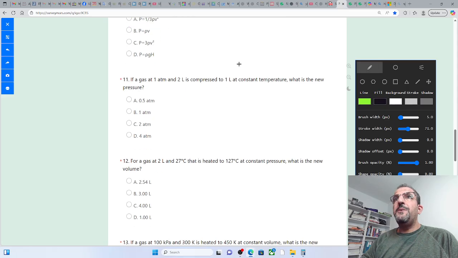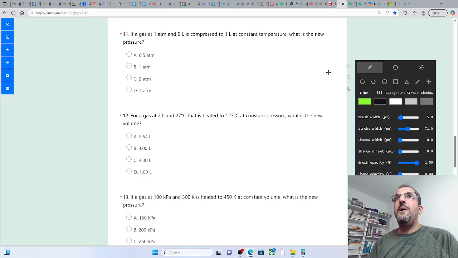So I'm going to move now to problem 11. In problem 11, if a gas at 1 atmosphere pressure and volume 2 liters is compressed to 1 liter at a constant temperature, what is the new pressure?